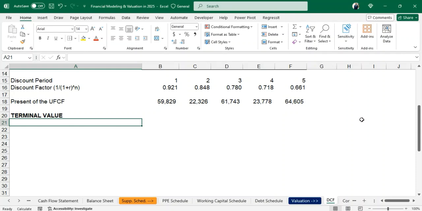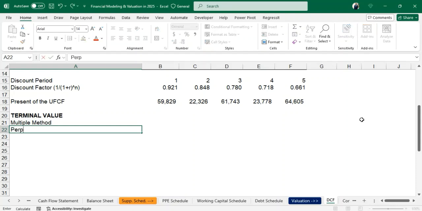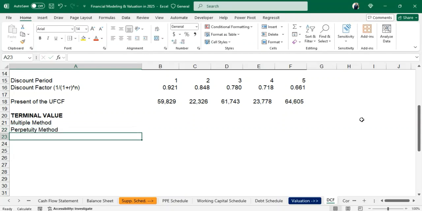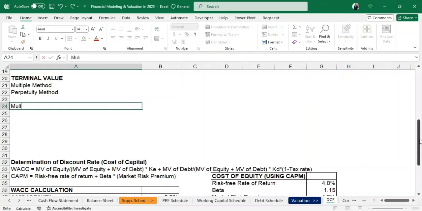Now, the terminal value can be determined using 2 methods. We have the multiple method and the perpetuity method. These are the 2 common methods for determining the terminal value, and this is very important. The first one we want to look at is the multiple method.